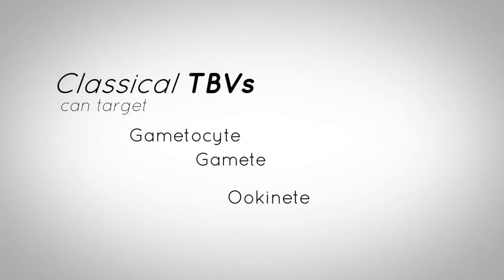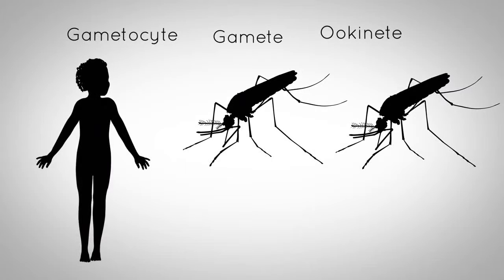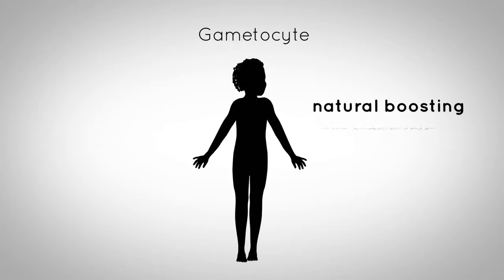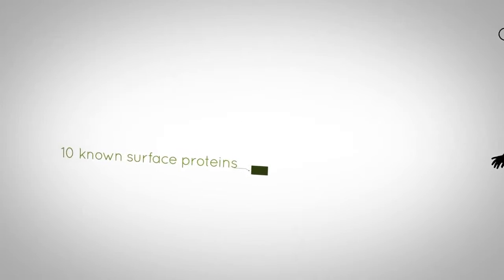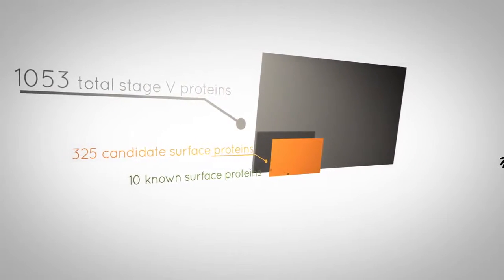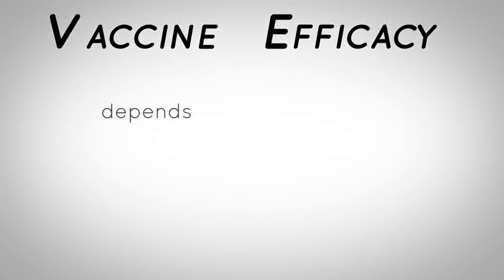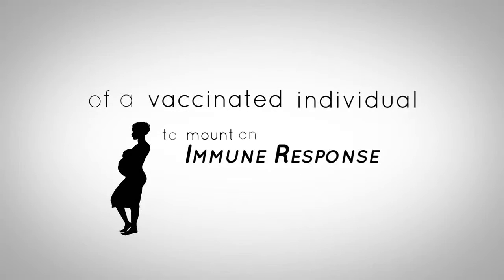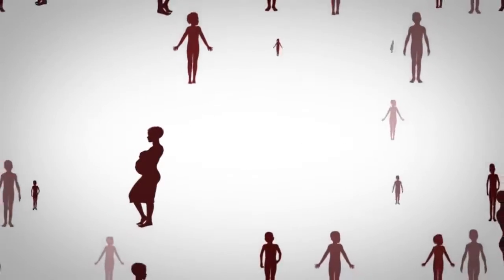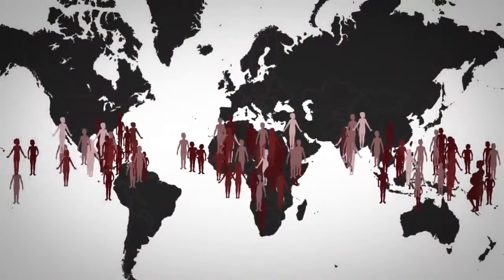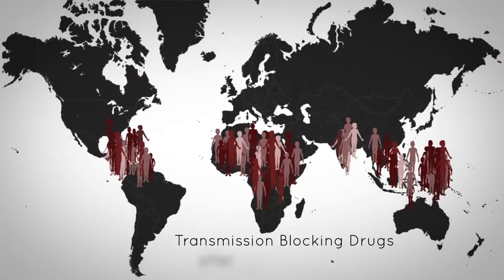However, of these 3 stages, only gametocytes are present in the human host, and targeting gametocytes may allow for natural boosting of the vaccine. To date, the majority of candidate gametocyte surface antigens remain untested as TBV targets. Vaccine efficacy depends on the intrinsic ability of a vaccinated individual to mount an immune response, and this is negatively impacted by the poor health and nutrition status of vaccinees in malaria-endemic countries. Therefore, transmission-blocking drugs offer an alternative approach that can circumvent this hurdle.